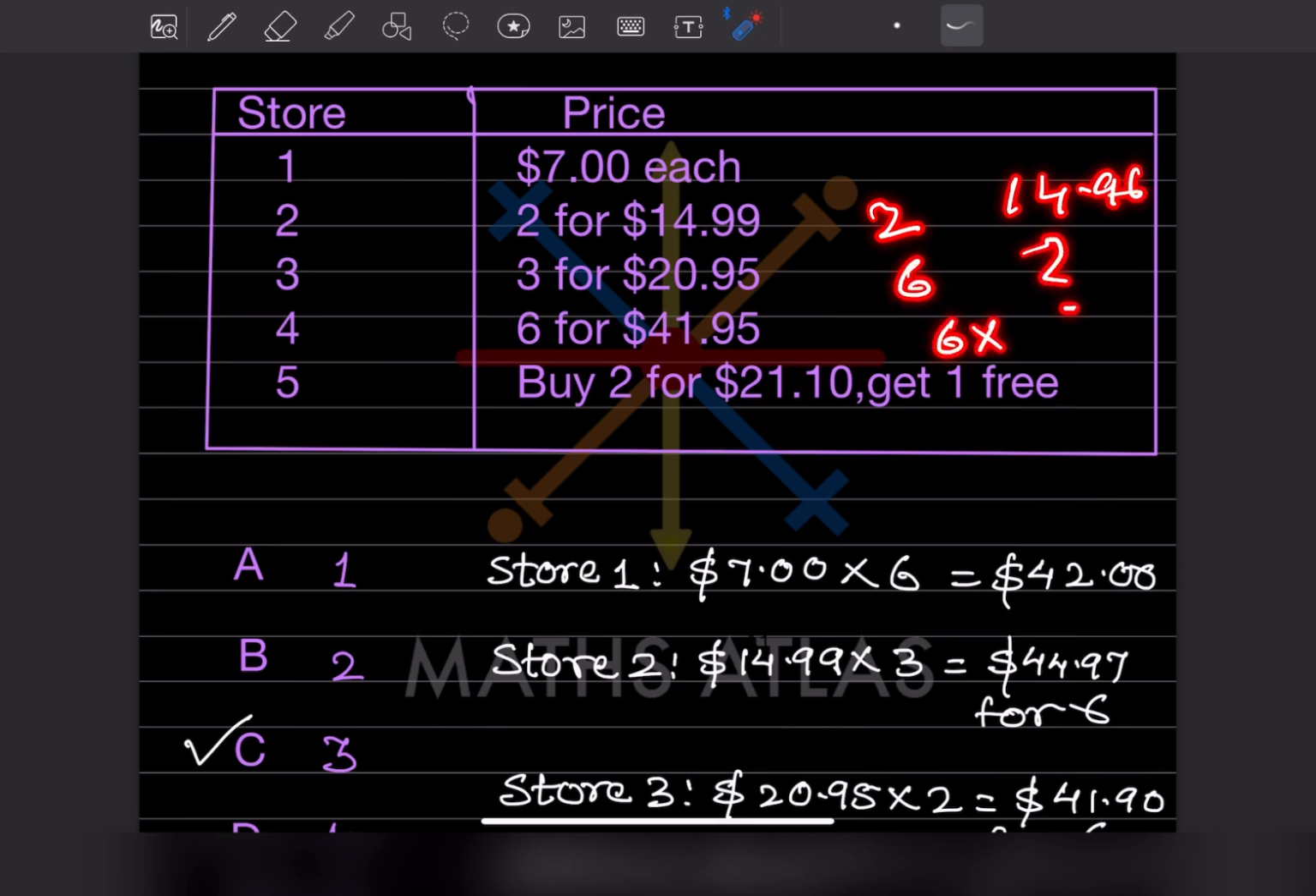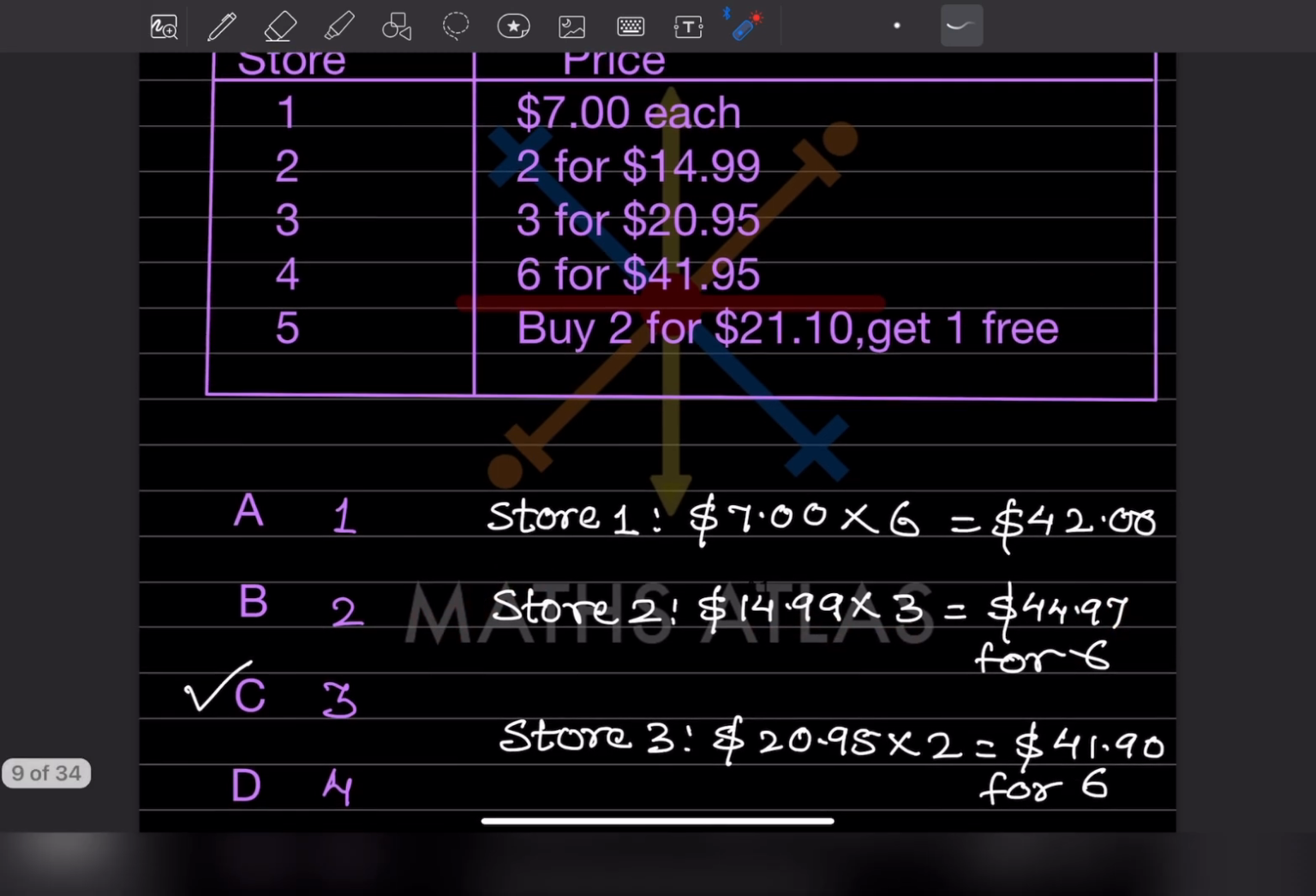So 2 for 14.99. So 6 is going to be how much? So what will you do? 6 into 14.99 divided by this 2. When you cross multiply this one, 2 ones are 2, 3 twos are 6. So that will be 14.99 into 3. Hope you got this one. So what will that be? So that will be 44.97 for 6. Now we will go for the store 3.